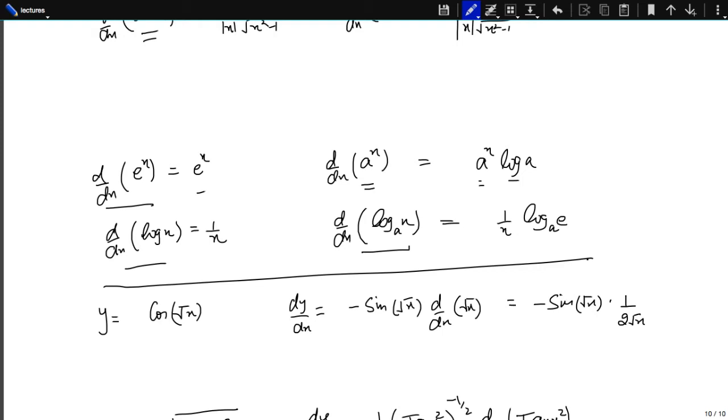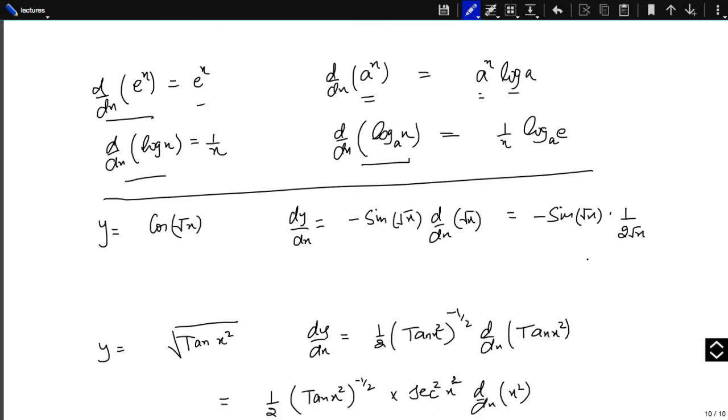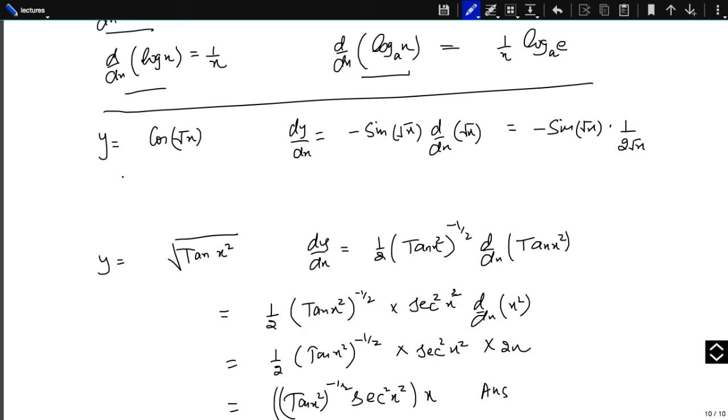So let's do examples. If y is equal to cos of square root of x, its derivative is minus sin of square root of x into derivative of the function square root of x, that is equal to minus sin of square root of x into derivative of root x, that is 1 upon 2 square root of x.